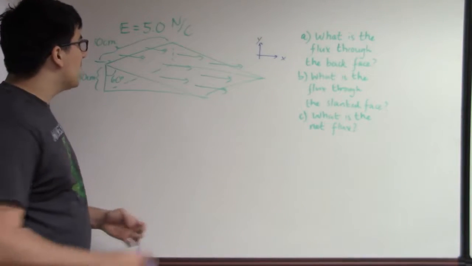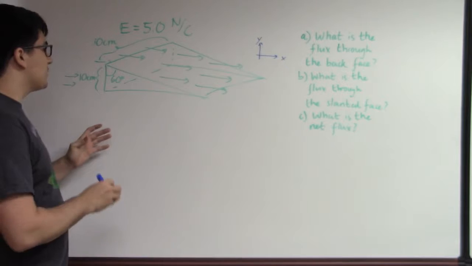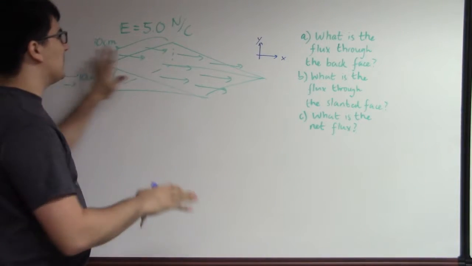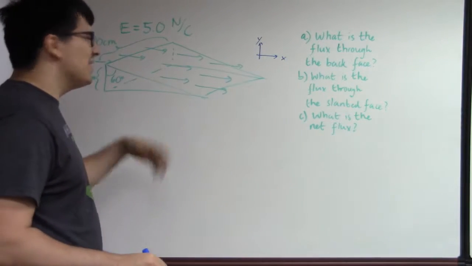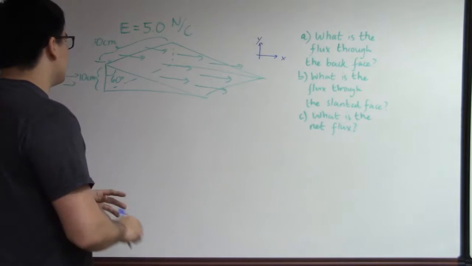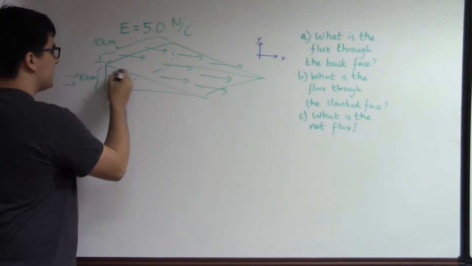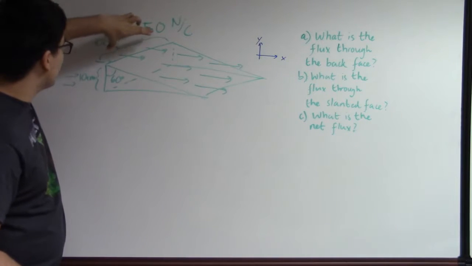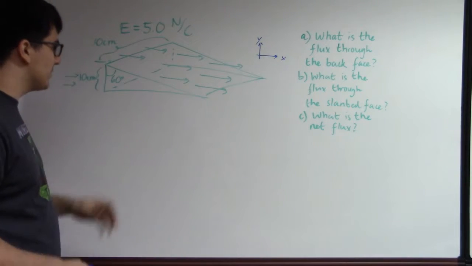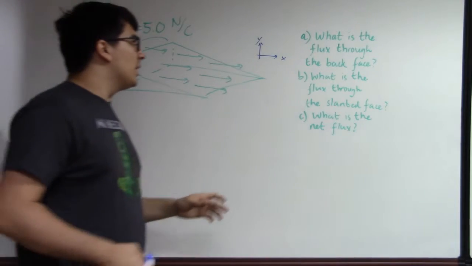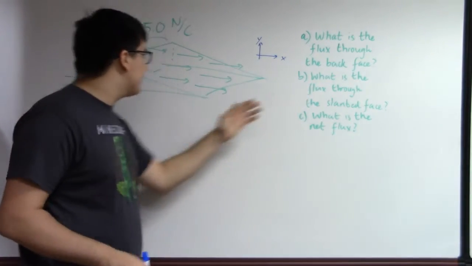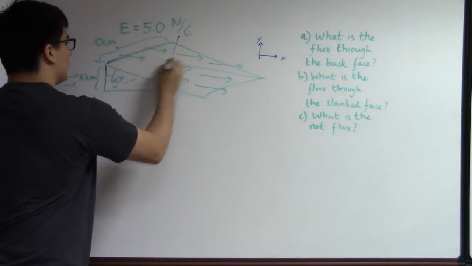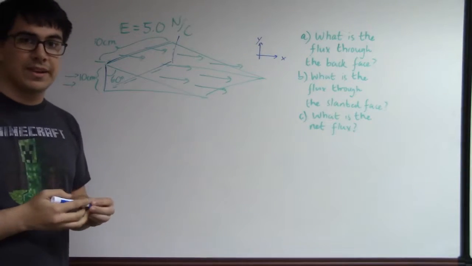Alright, so for this problem I have a wedge. And this wedge has an electric field kind of permeating through it along the x direction. There's no charges inside. This wedge is at an angle of 60 degrees on the upper part. It has a height of 10 centimeters and a depth, a width of 30 centimeters. And the question is, what is the flux through the back face? So this part right here, what is the flux through this back face?